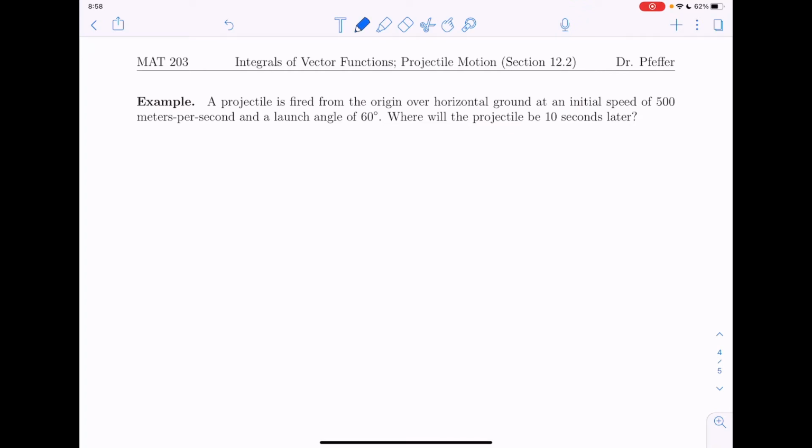So I'm going to start here by drawing a picture and collecting some data. What we have here is that an object is starting at the origin, it's being fired upward, and it comes down and hits. And apparently it has an initial speed, which means if this is our velocity vector that we're starting with, the magnitude of V naught is 500 meters per second. And if this is our launch angle, that's equal to 60 degrees.